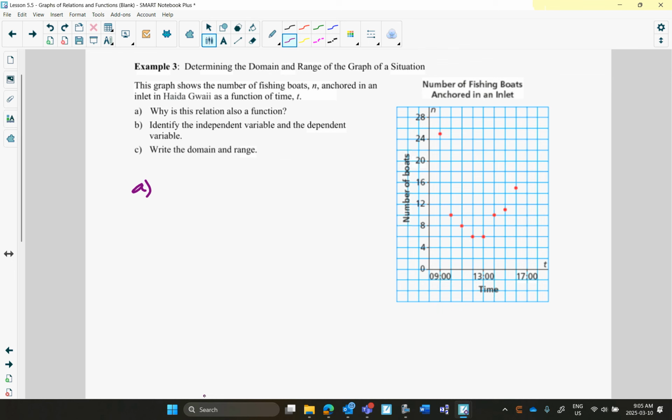Is this a function? Can you draw a vertical line through more than one point? No, which means it is a function. And why is it? What's the explanation? Domain never repeats.